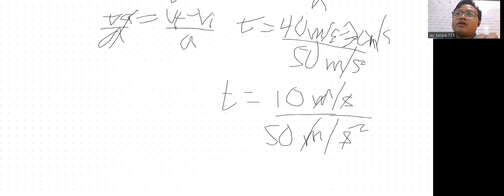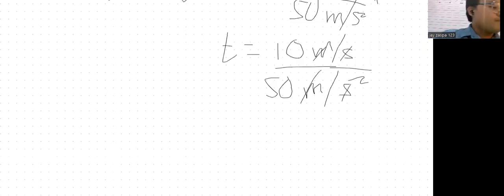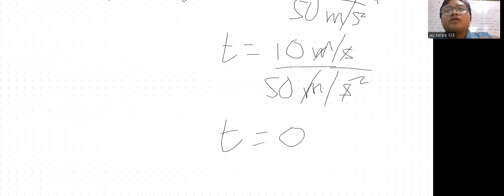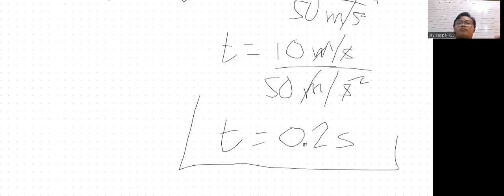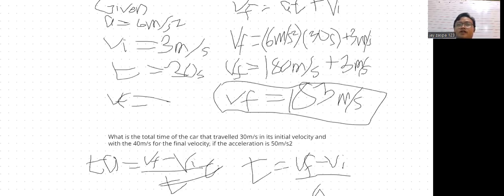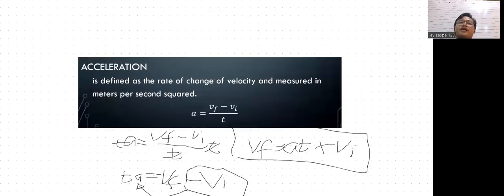So what will happen? 10 divided by 50 will be 0.2. So the time traveled in this certain problem is 0.2 seconds. That is the final answer. So always put a box if that is your final answer. That is how you are going to find the missing value in a certain problem.